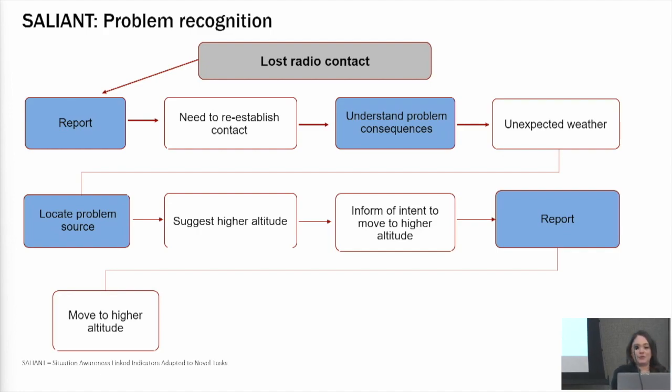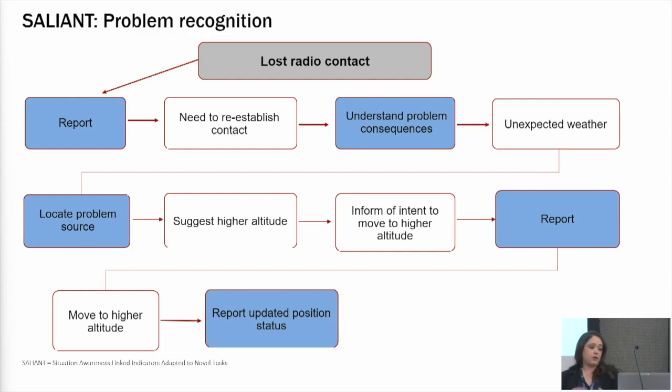And then at the point that they move to a higher altitude, the action has been performed. This is the attempt to solve the problem. The pilot then updates the rest of the crew on their new position status, again sharing information, bringing the entire team to the same level, sharing the same information picture. That is another indicator that we would record while a team was working through some mission or task using this SALIANT procedure.